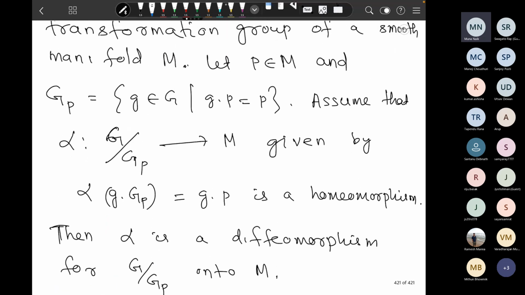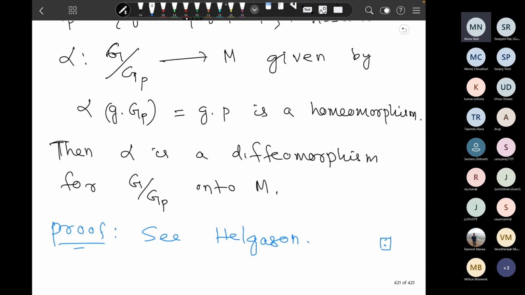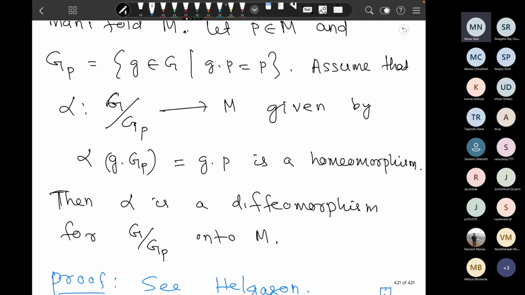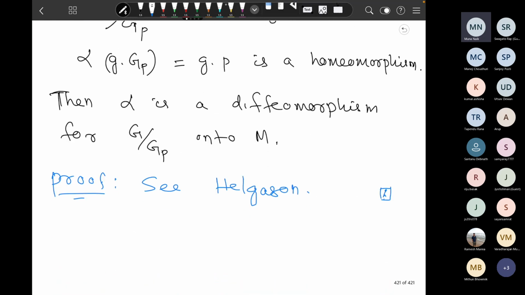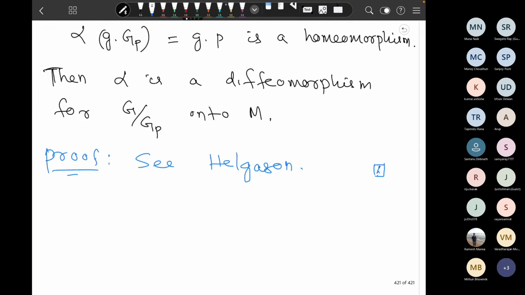So this is alpha. Here you are assuming that alpha is a homeomorphism, and this happens when G is second countable, or G is sigma compact, or G is compact. All those things I will come to. So you just remember that G is second countable. That is a very practical situation. Now we come back to this Riemannian manifold setup.